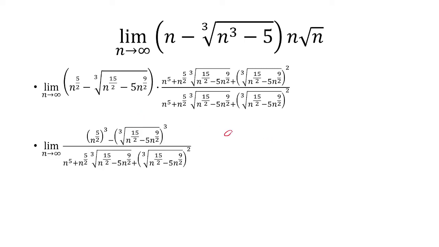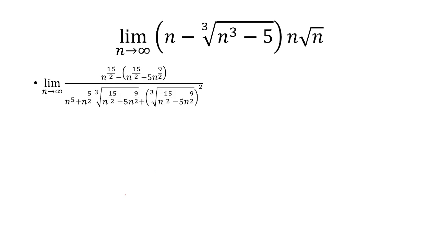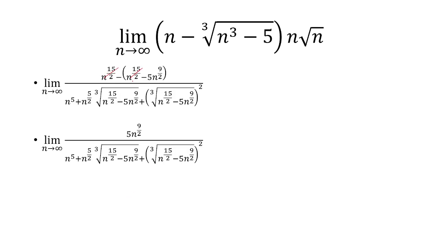Okay, so recall a was n to the 5/2 power, b was the cube root of n to the 15/2 minus 5n to the 9/2. So I'm cubing n to the 5/2, and then I'm cubing the cube root. So when I cube the cube root, it's going to cancel. And I want to make sure that I put a parenthesis around the inside, since I have a minus that has to distribute to both. And then n to the 5/2 cubed is just n to the 15/2 power. So now the n to the 15/2 terms are going to cancel, and I'm going to be left with 5n to the 9/2 power on the top.